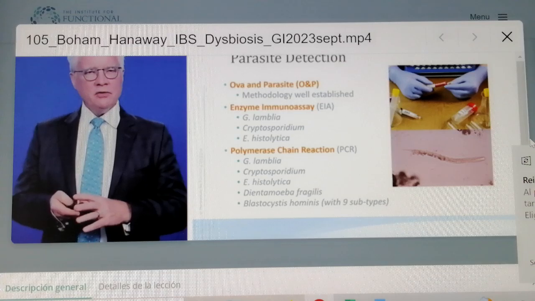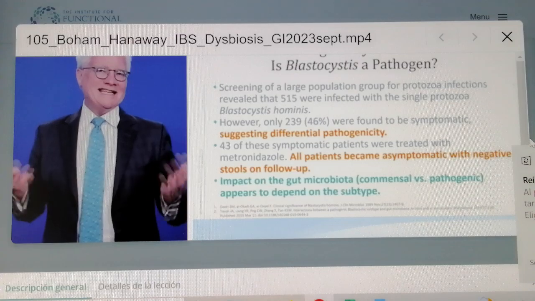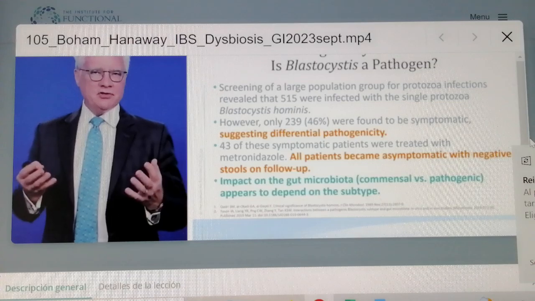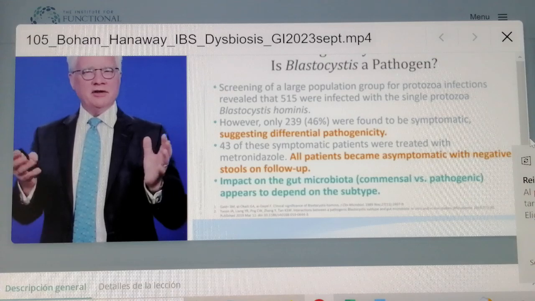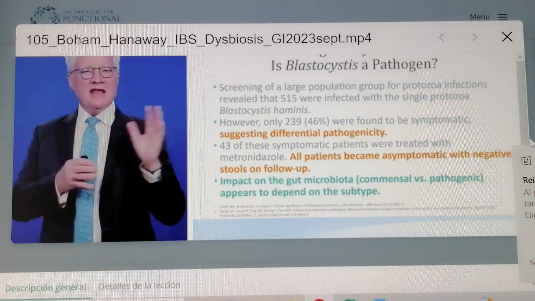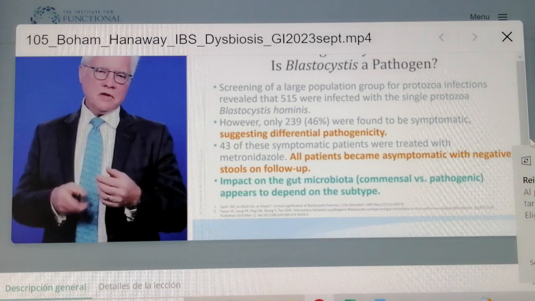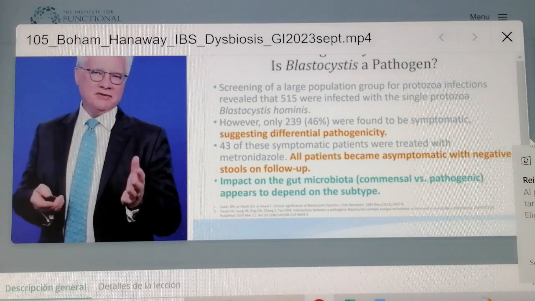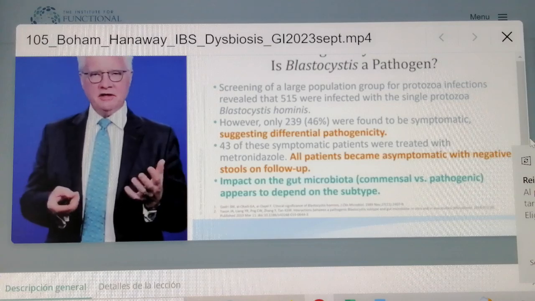Now, we look and we see Blastocystis hominis, and that's an interesting one because there's a consideration: is it actually pathogenic? We know that there are 9 different strains that can be tested for with PCR testing. There have been 17 strains defined in the literature, and I saw another recent paper with 23 different strains that have different degrees of pathogenicity. So as we see here, only about 46%, about half of the people who have Blastocystis, are actually symptomatic. Again, this suggests differential pathogenicity.